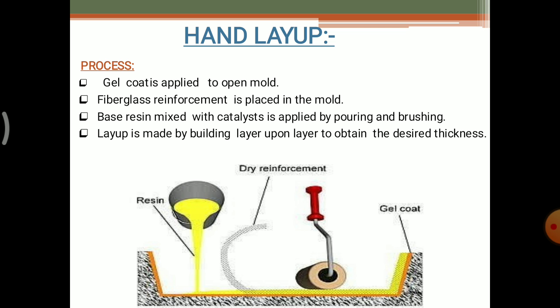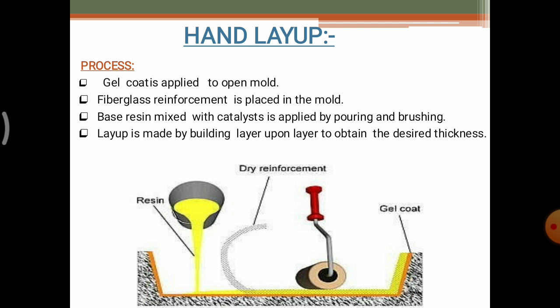In this process, the basic resin mixed with the catalyst is applied by pouring and brushing. First of all, we have to pour the resin on the gel coating, which is seen in yellow color, from a tumbler, meaning a bucket. The resin in the bucket is poured on the open mold, and then the dry reinforcement is sprayed with the catalysts on top of the resin layer.